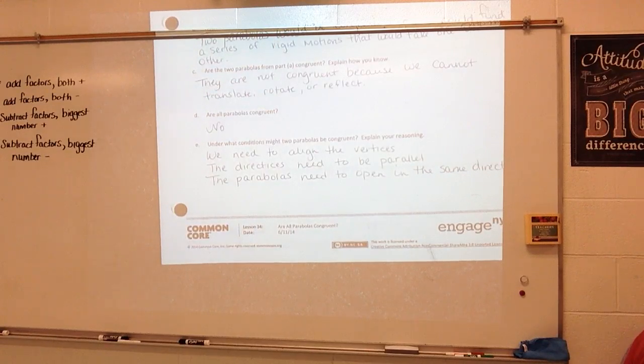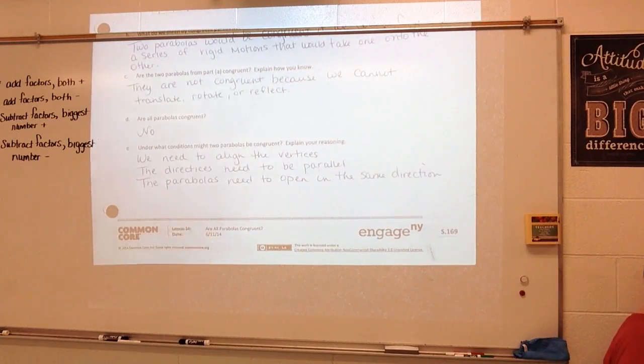Alright. And I can use rotation or reflection to get that to happen. And they will have the same shape if the focus and the directrix are aligned. Alright? So, here's what we get out of this whole thing.